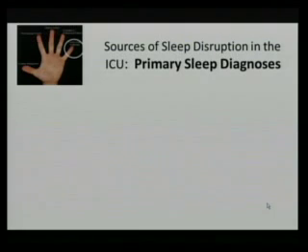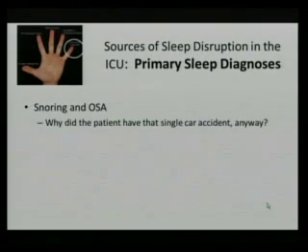This part may be a little bit off the beaten track for many of us. The idea of considering primary sleep diagnoses when the patient's in the ICU. People have obstructive sleep apnea, and most of them are not yet diagnosed. So you can ask yourself, man, why did that person have that single car accident anyway? Did they fall asleep behind the wheel? Is that why they're in my unit?